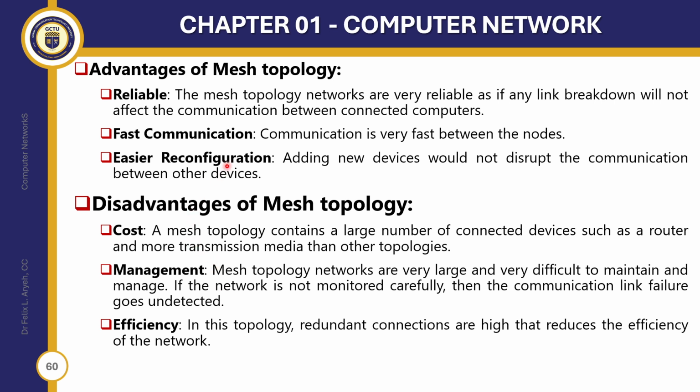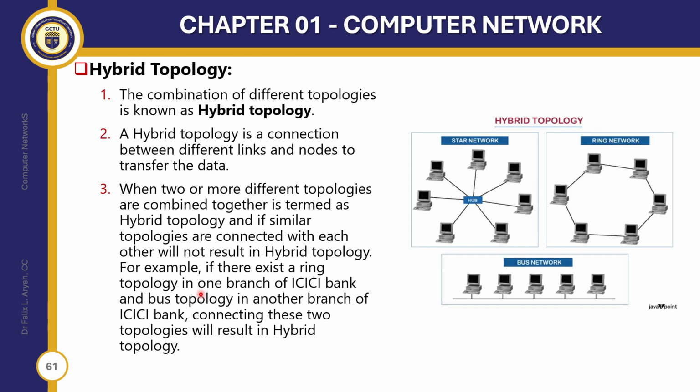Of course, there are advantages and disadvantages to them. These ones are self-explanatory. I would want you to go through it. Then we have the hybrid topology. So the hybrid, as you can see, we have the star topology, the ring, and the bus. So a combination of the different topologies is known as the hybrid topology. That is what you see here. And the hybrid topology is a connection between different links and nodes to transfer data. So when two or more different topologies are combined together, it forms a hybrid topology.